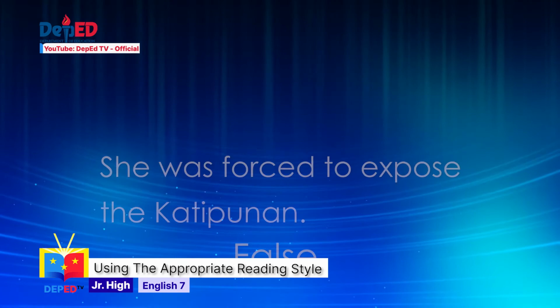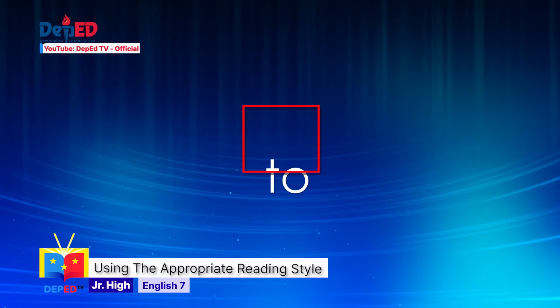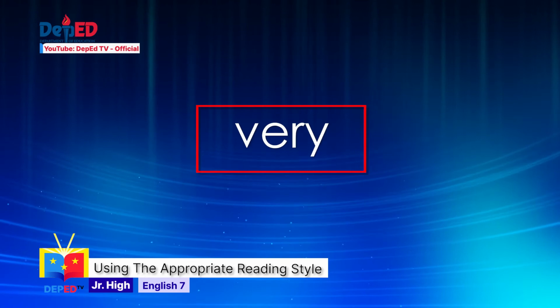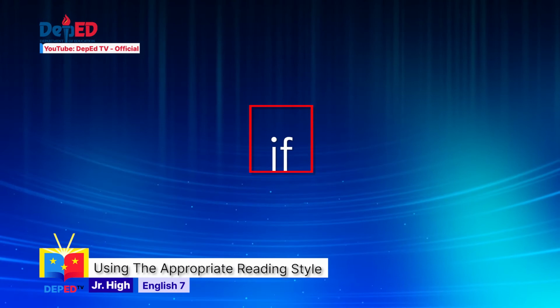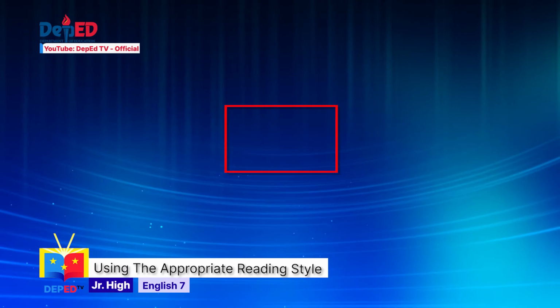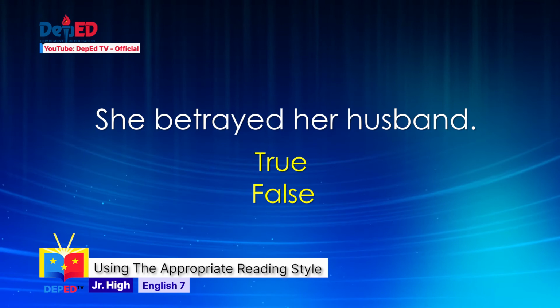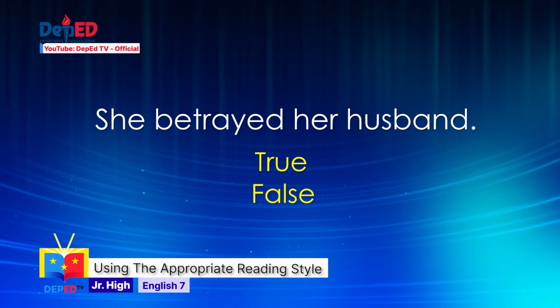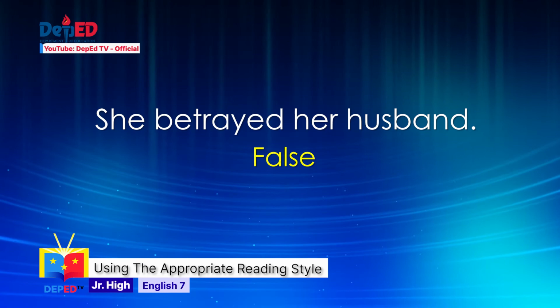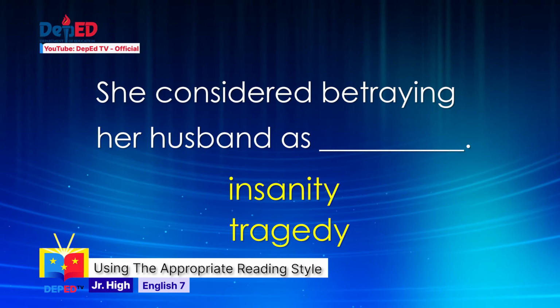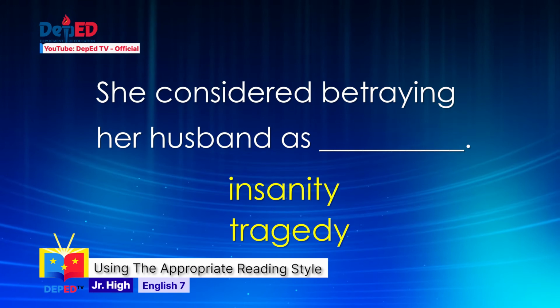Level 3, fast reading speed. Identify whether the statement is true or false. She betrayed her husband. True or false? The answer is false. Answer this question. She considered betraying her husband as blank. Insanity, tragedy. And the answer is insanity.